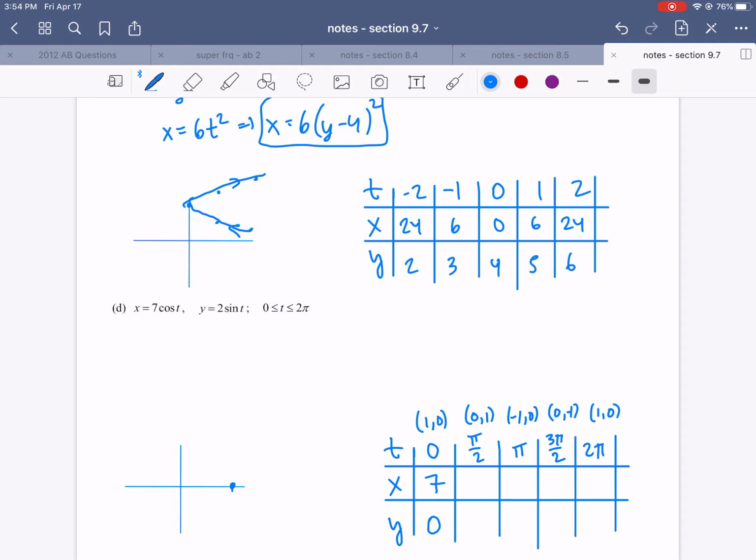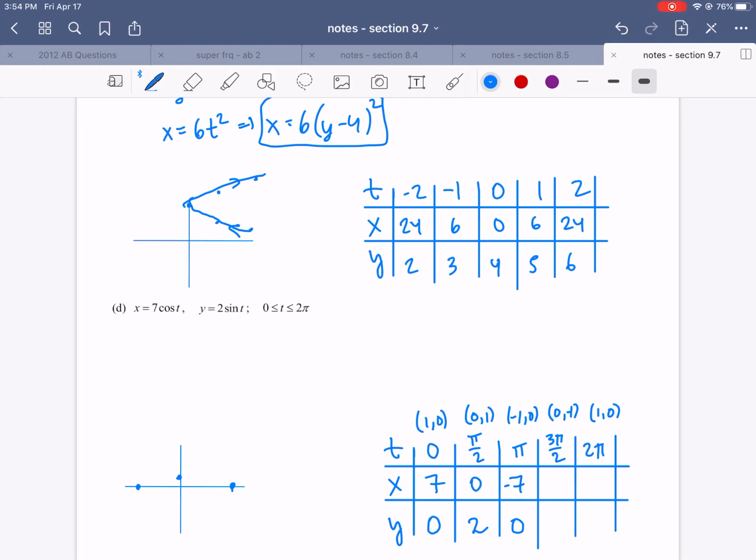So for x, it's going to be 0. Y is going to be 1 times 2, which is 2. And so we're going to be at this point (0, 2) right here. At pi, cosine is -1, so 7 times -1 is -7. And sine is 0, so 2 times 0 is 0. So we're going to be over here at (-7, 0).